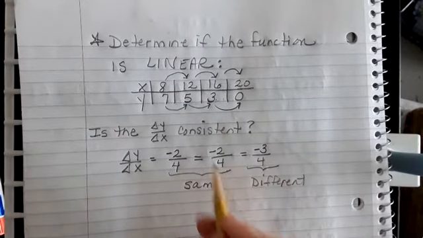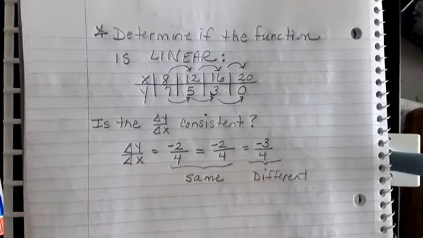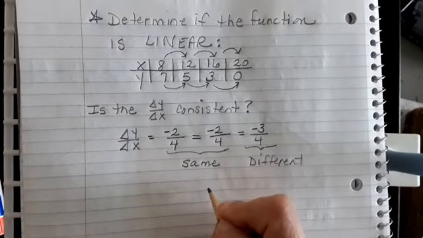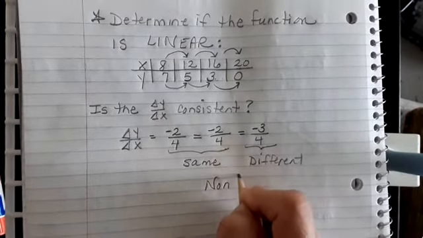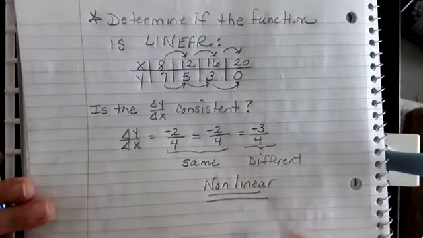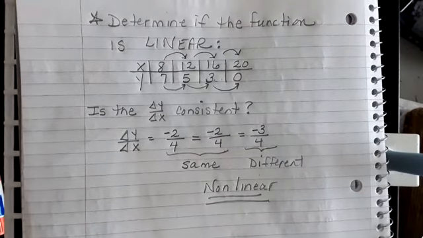Since you have a different rate of change somewhere within your table, you have a non-linear function. So you have to be able to determine that if you have a table. And that's it for today's lesson.